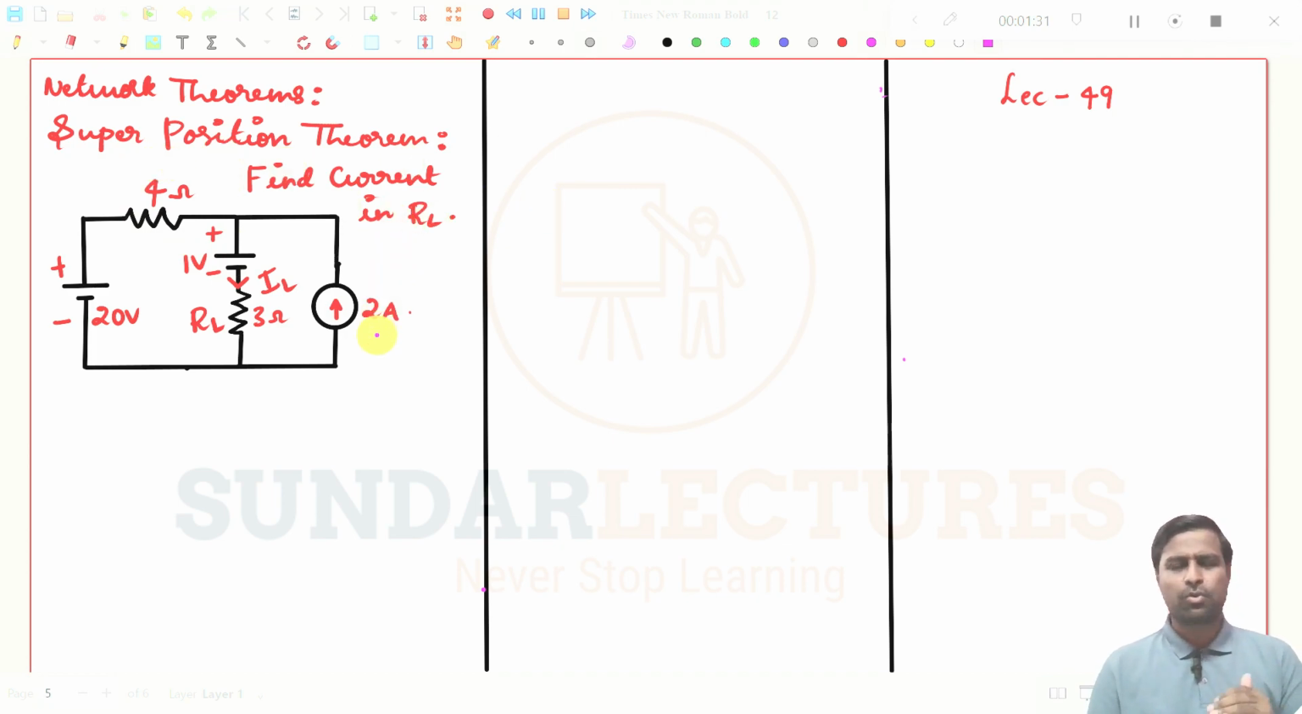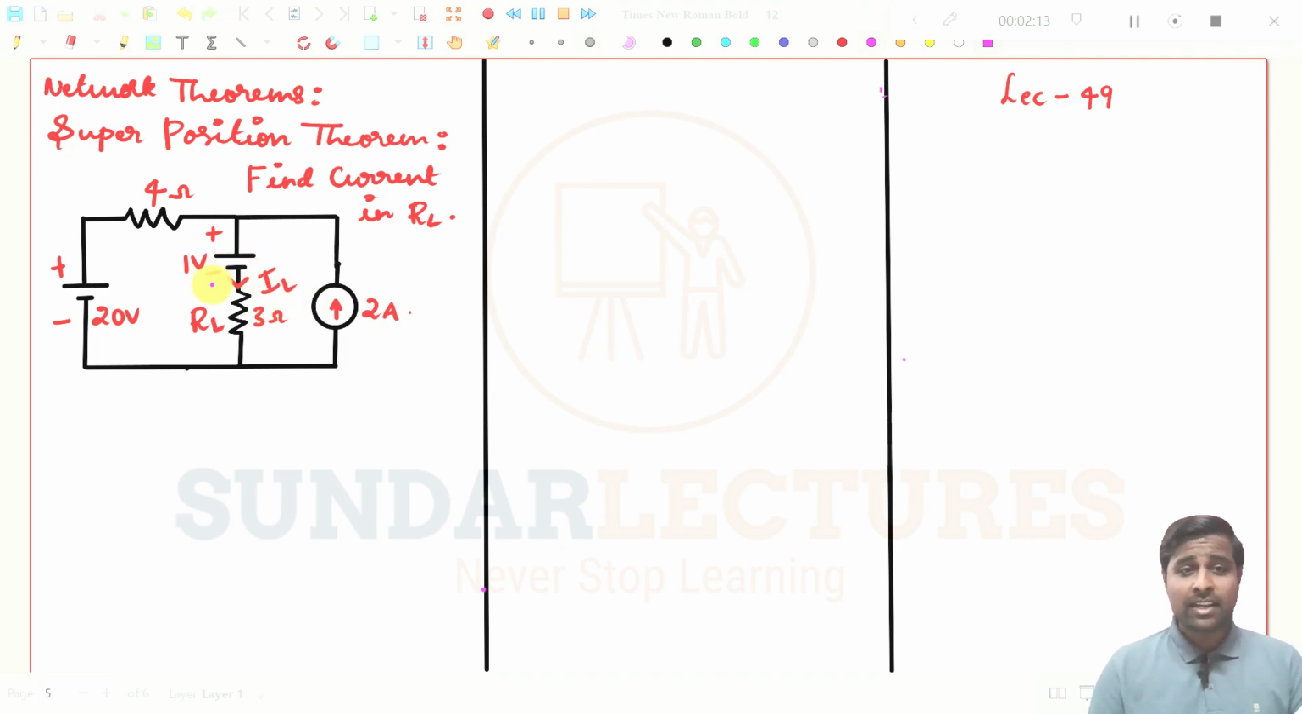Everywhere you go, if you are studying network theorems, they will give you the load resistance. This is the particular load resistance, and you need to find the current through it. So this is the given circuit. I have taken a simple circuit to make things easier to understand. We have a 20 volt source, 4 ohms, and other elements. We need to find the current in this load resistance. The 3 ohm resistance is the load resistance, and the current we need to find is displayed as IL.